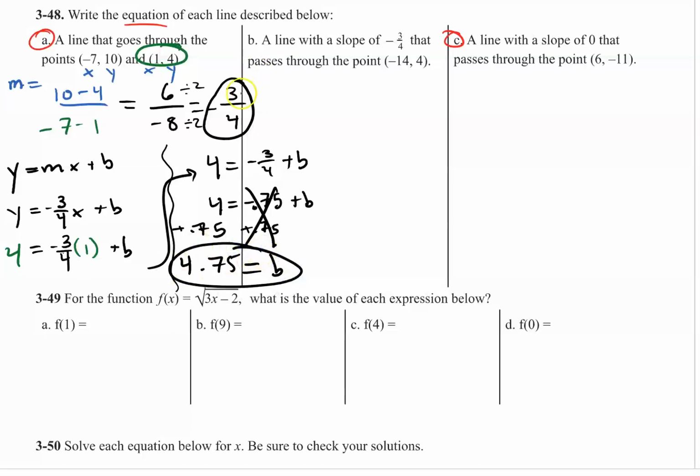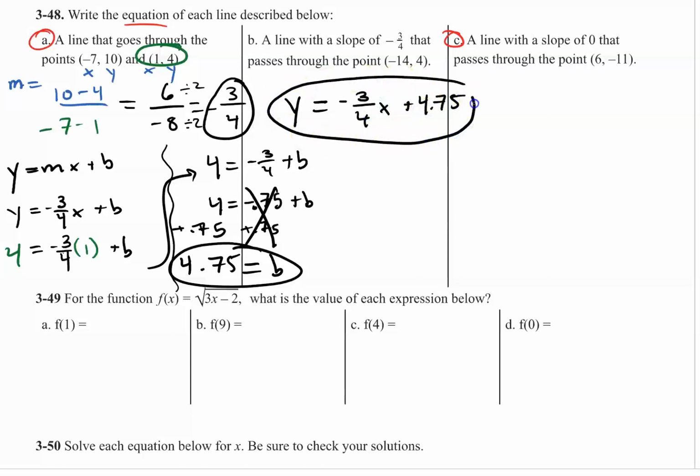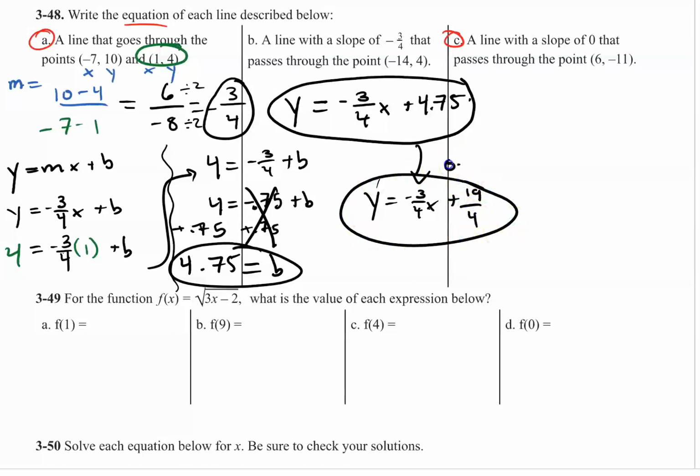That's our starting value. That's our slope. Our equation is y equals negative 3 over 4x plus 4.75. You might be thinking we're mixing fractions and decimals, so if you want, you can turn this back into a fraction. You don't have to. They're both correct. Okay, please do B. Let's talk about C.